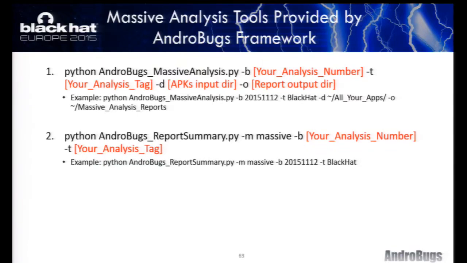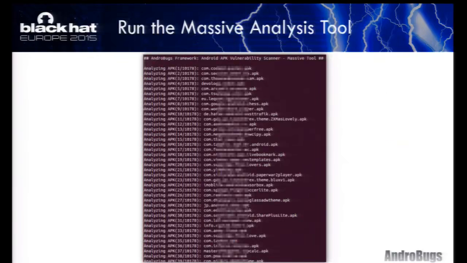So here's an example. Download all the apps you want to analyze and make a unique analysis tag and number for these scans, and simply run the AndroBugs scanners. It will start to analyze all the apps you want one by one. So I'll give you a quick demo. Last week I scanned about 5,000 applications.